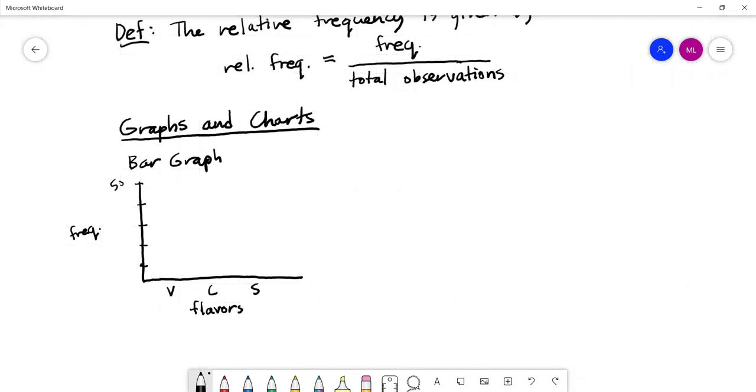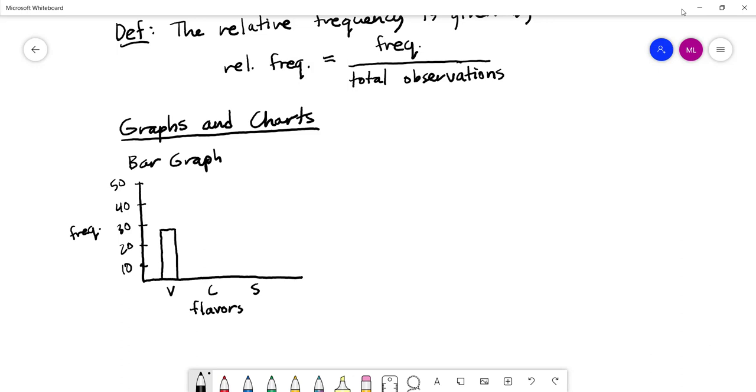Good enough. So 50, 40, 30, 20, 10. And we just draw a bar corresponding to each flavor whose height corresponds to the frequency from that table up there. So we said for vanilla, there were 27 orders. The bar for vanilla is going to go up to a height of, I'm going to ballpark at 27. That's a little below the 30 here.